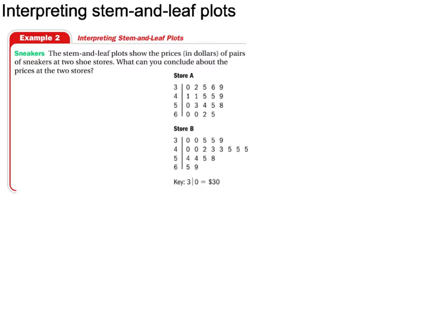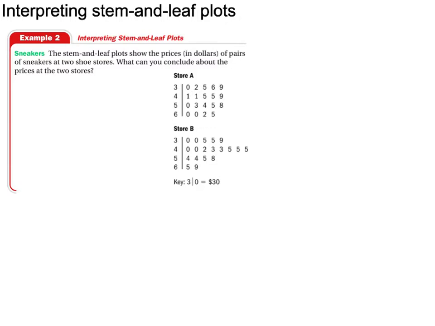All right, so now let's interpret some of these stem and leaf plots. Really, it's the point of making them, so we can interpret the data. So the stem and leaf plot here shows the prices in dollars of pairs of sneakers at two different shoe stores, A and B. And what can we conclude?